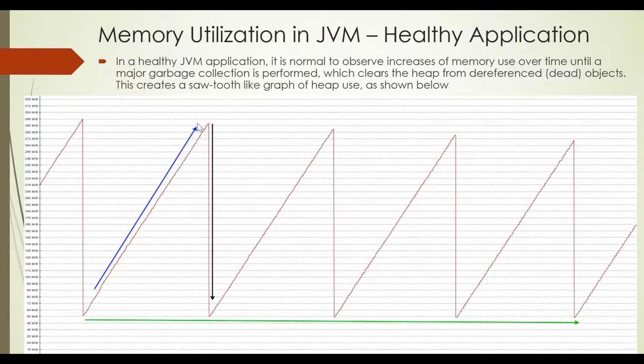This black line represents the GC. The GC gets triggered and frees up all the objects that are garbage, which are not being referenced anymore, and it reverts the memory utilization back to the initial stage. Then again it starts creating new objects, and all these things happen consecutively. This pattern repeats itself, and this green line represents the starting space, or what we can say the initial stage when the JVM started.